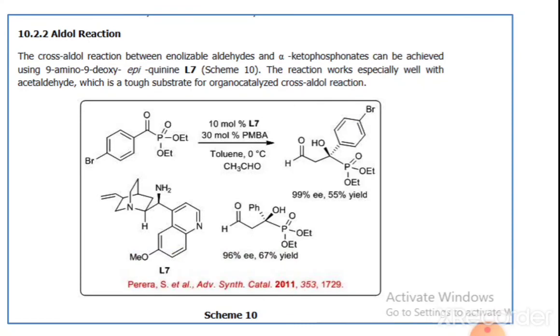Now, the last one is the aldol reaction. This is the cross aldol reaction between enolizable aldehyde and alpha ketophosphonates, which can be achieved using 9-amino-9-deoxyepiquinine, that is the L7 catalyst. The reaction works especially well with acetaldehyde, which is a tough substrate for the organocatalysis of the cross aldol reaction. Here the simple cross aldol reaction takes place, and here we get the final product. We know the cross aldol condensation reaction.